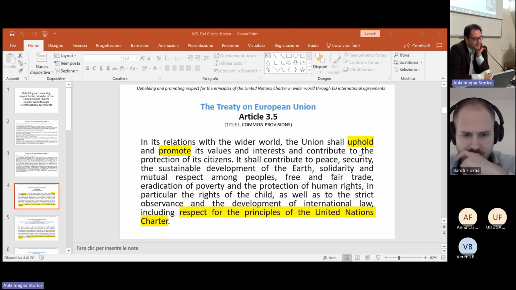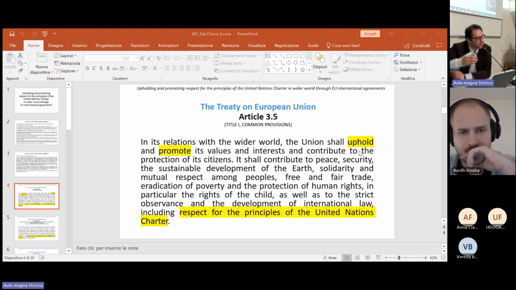So this is a duty, in some way, of the European Union, a duty to uphold and promote its values, among these, the respect for the principles of the United Nations Charter. So from the European Union point of view, this is clear. The European Union itself is required to promote and uphold the principles of the United Nations Charter. It's okay.